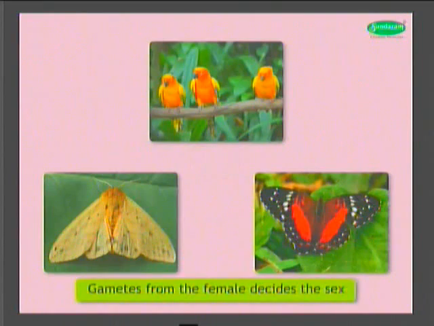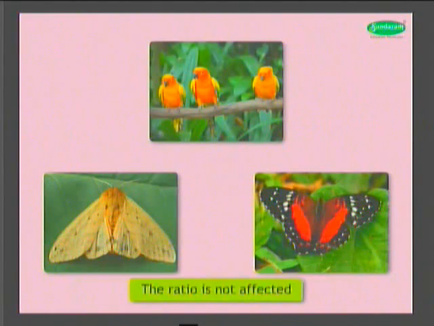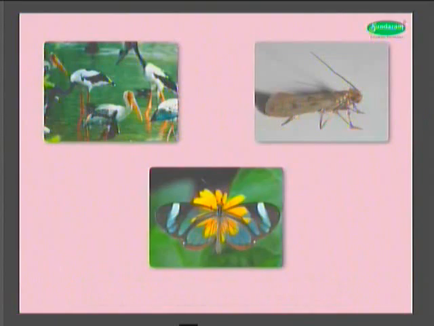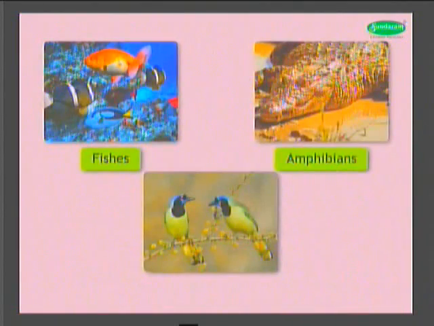Here the gametes from the female decide the sex. The ratio is not affected. Various special cases and exceptions also occur. Sex reversal is possible in certain fishes, amphibians, and birds.